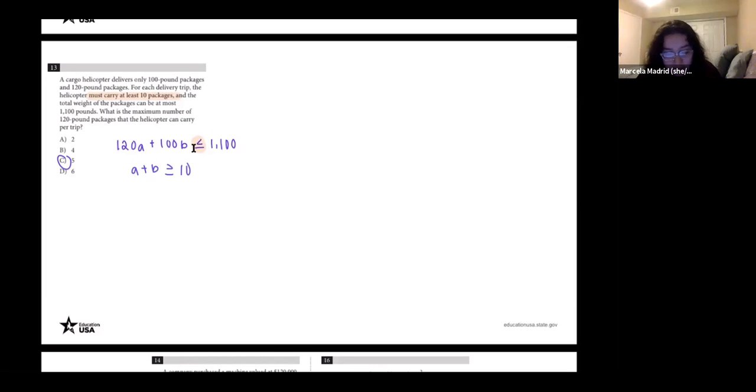So now that you have these two, the question is asking, what is the maximum number for the 120-pound packages? So that's what you're going to be focusing on. Since you already have 120A, but you have 100B, for the second one, you want to isolate B to replace it with A. So then you're only going to be dealing with the 120 and the variable that corresponds to it, which is A. So you're going to get A is greater than or equal to 10 minus B.